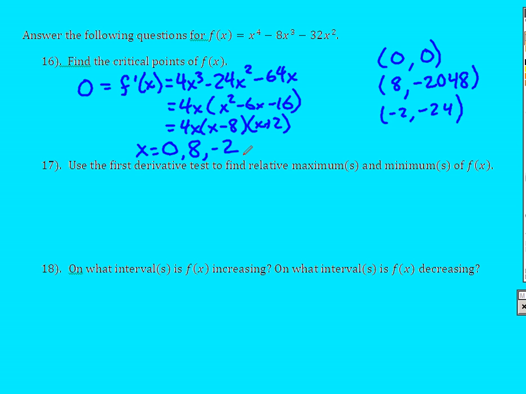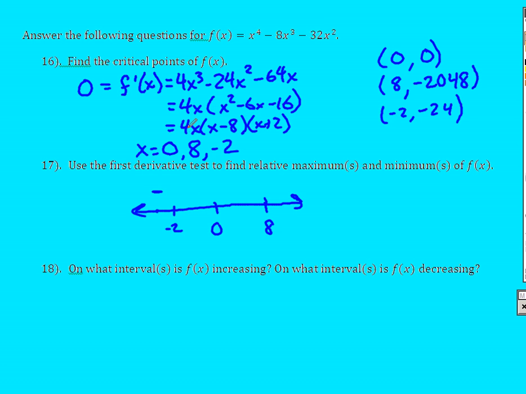Alright, now I want to use that first derivative to find mins and maxes, which ones are the mins, which ones are the maxes. So with my number line, I need to do negative 2, 0, and 8, because those are my critical numbers. And I need to do tests on each side of these intervals. When I plug in negative 3 here, we'll have a negative times a negative times a negative, which gives me a negative number.